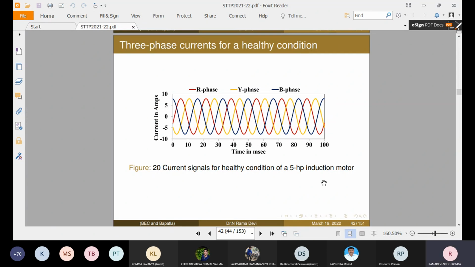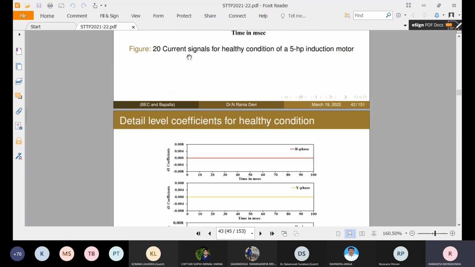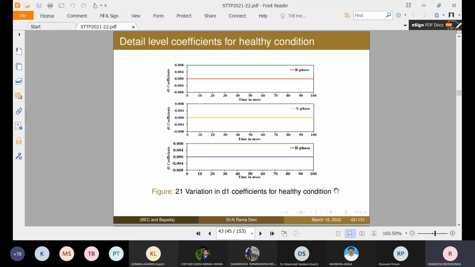This captured signal is sent to our algorithm to identify the detail level coefficients for the healthy case. There is no disturbance, so there is no high frequency component present in the signal. That's why the detail level coefficient corresponding to the signal is 0.